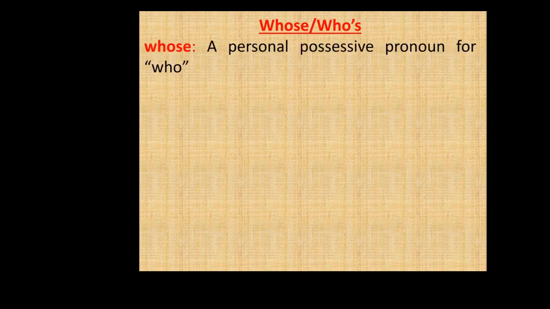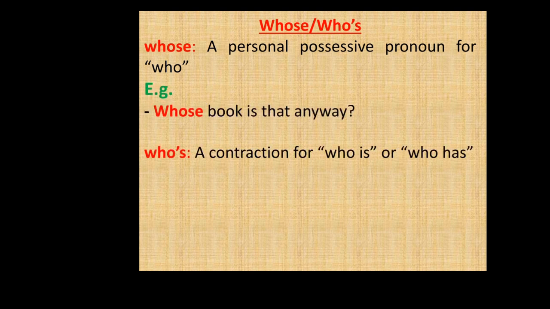Whose and who's: who is or who has. Whose is also a personal possessive pronoun. Like, whose book is that anyway? But who's, with an apostrophe s, can be who is or who has, according to what comes after it. Who is there? Who is here? Who has got the answer?